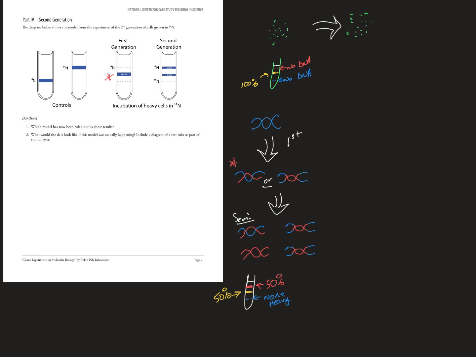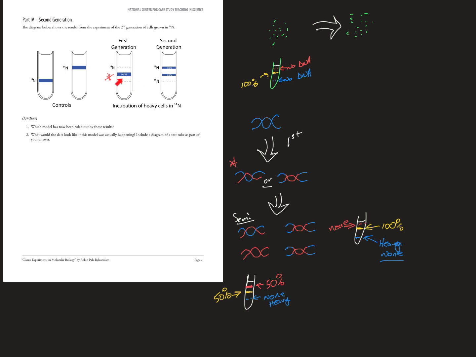If, on the other hand, it were dispersive, then as you can see here, you'd expect your test tube to have only one band, and that one band would be in the middle. We'd have 100% in the middle, none at the heavy and none at the light.